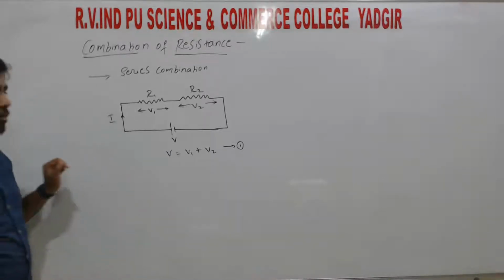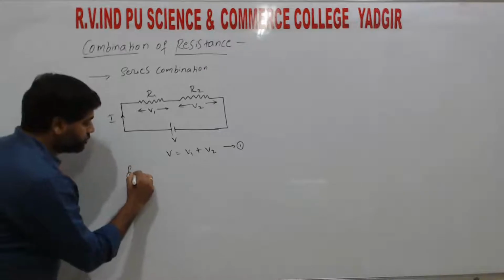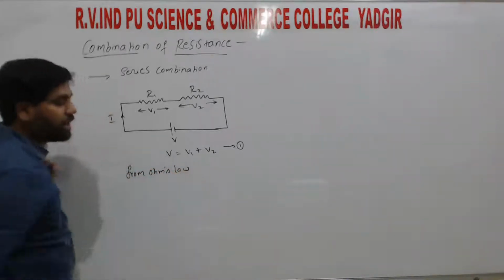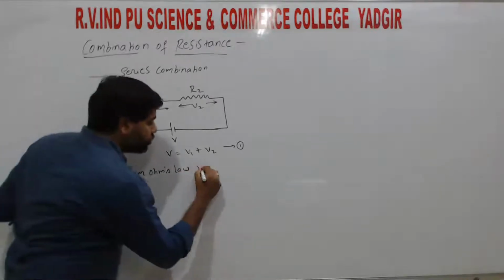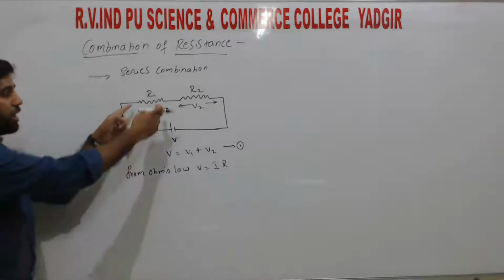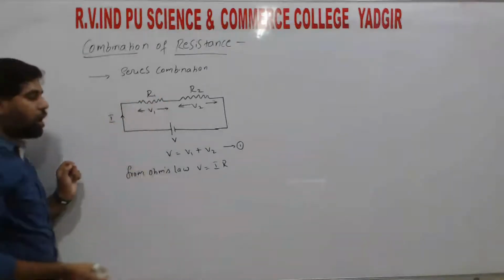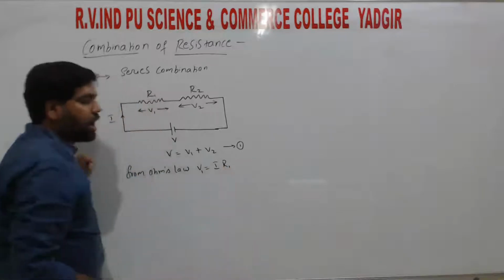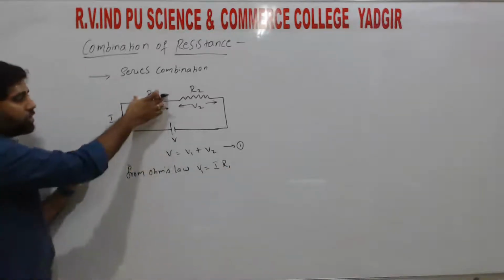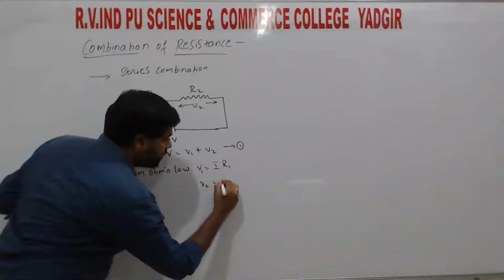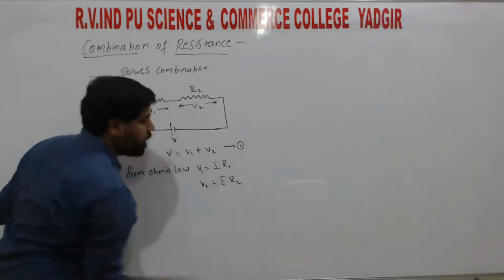So from Ohm's law, V is equal to I R. Here the resistance is R1, so we get V1 is equal to I R1, the voltage across the resistance R1. Similarly, V2 is equal to I R2.